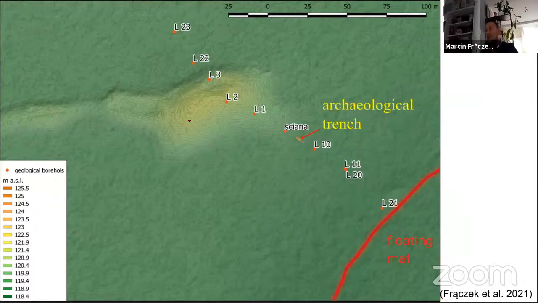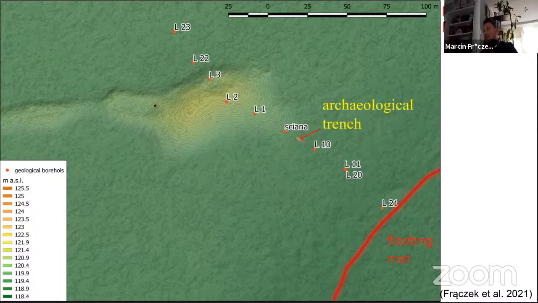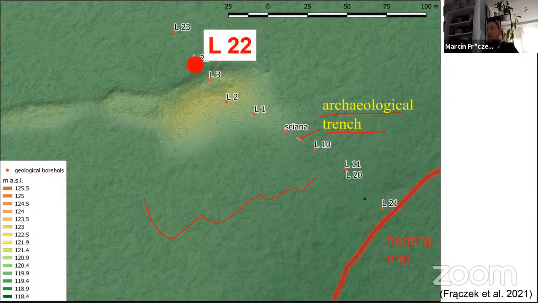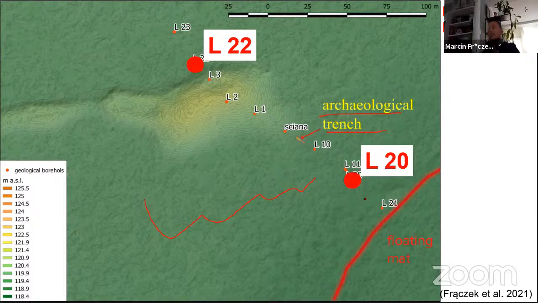When we have a look at the digital elevation model and the location of the boreholes, we can see that this elevation is about 2 meters or maybe less than 2 meters higher when we compare it with the very wide flat plain. You can also see the location of the archaeological trench and our geological boreholes. The most important will be L22, in the northwestern part, and L20 in the southeastern part. And what is in the corner on the right side is the floating mud.